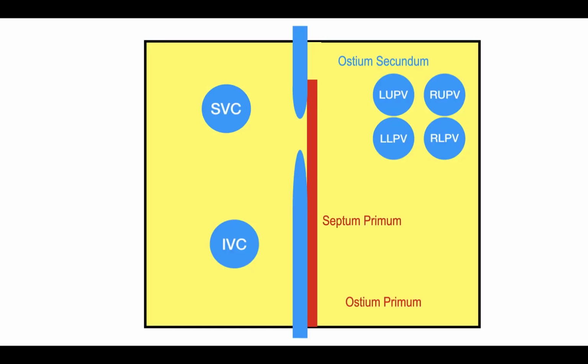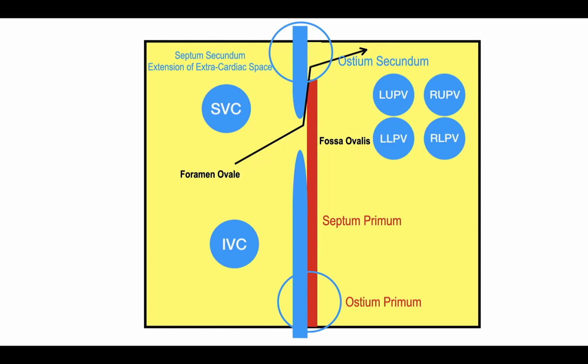So as the atrium takes its final shape, we have the opening of the SVC and IVC in the right atrium, the left upper, left lower, right upper and right lower pulmonary veins opening into the left atrium. There is this extension of extra cardiac space on the right side of the primitive septum primum, also known as the septum secundum, the fossa ovalis, and the floor of the fossa ovalis, which is formed by the septum primum. And the tiny communication between the flap of the septum primum and the thick part of the septum, which is the superior extension of this extra cardiac space into the right atrium, is known as the patent foramen ovale.